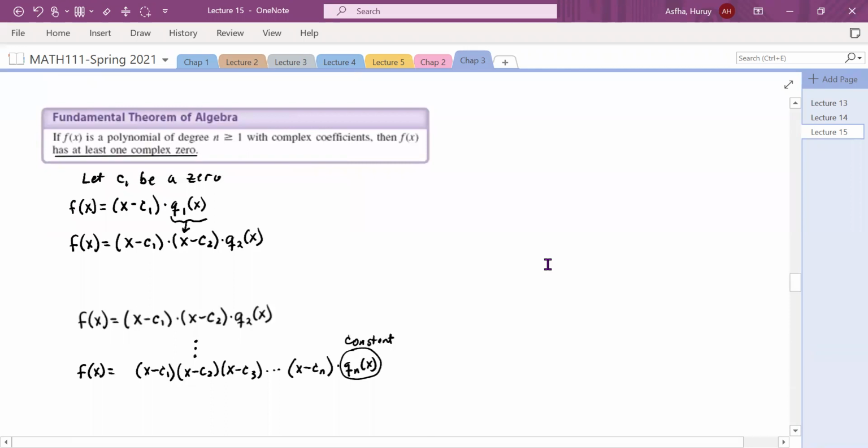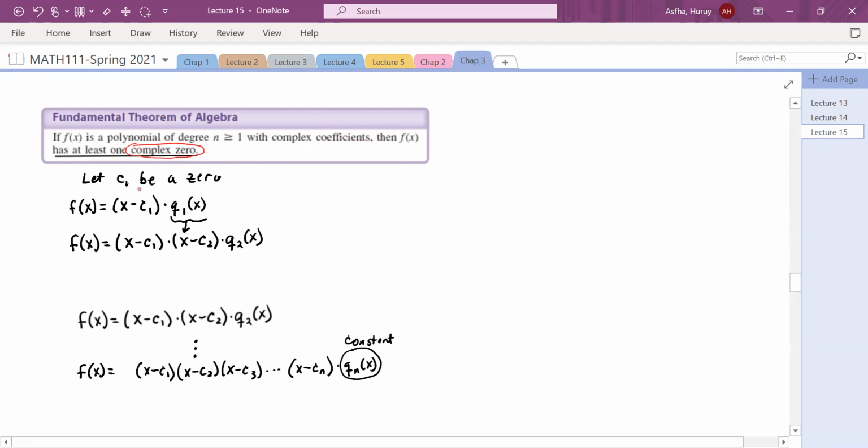And the next is the fundamental theorem of algebra. This theorem says if f of x is a polynomial of degree n greater or equal to 1 with complex coefficients, then f of x has at least one complex zero. If the degree is greater or equal to 1 with complex coefficients, then it has at least one complex zero.